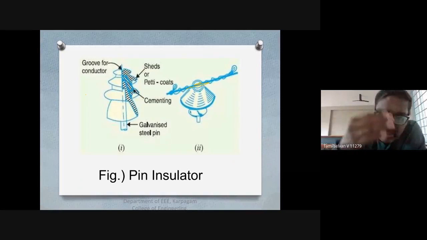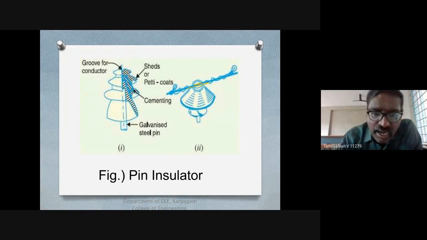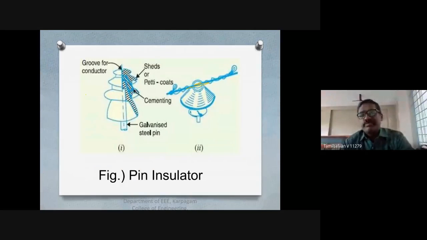Okay, and the layer is going to be called the cementing, and the pin should be there in your pin insulator. Then only it can be grooved in your crossarm. That pin will normally be a galvanized steel pin, so it won't conduct.